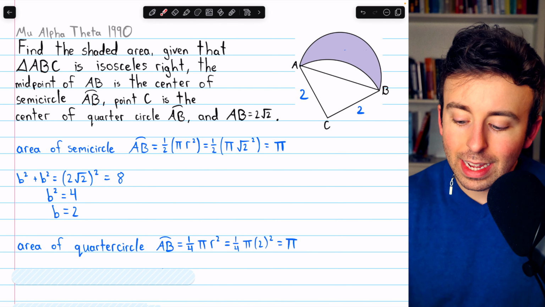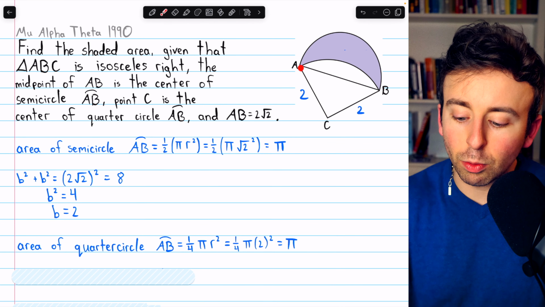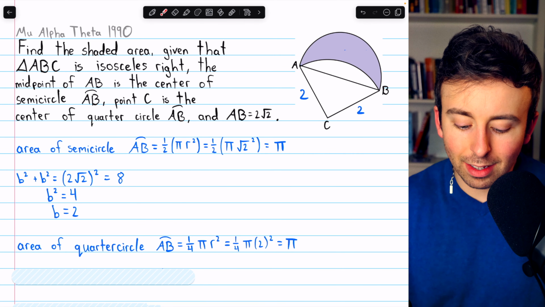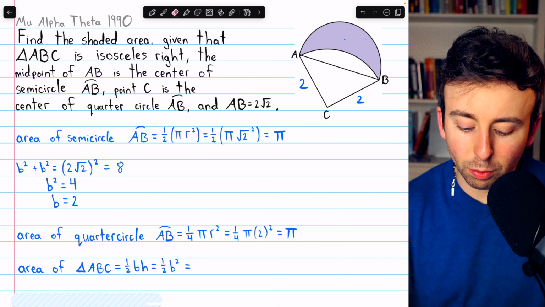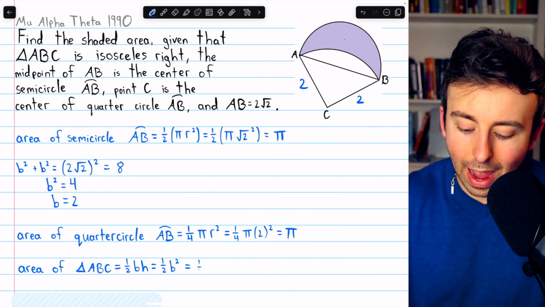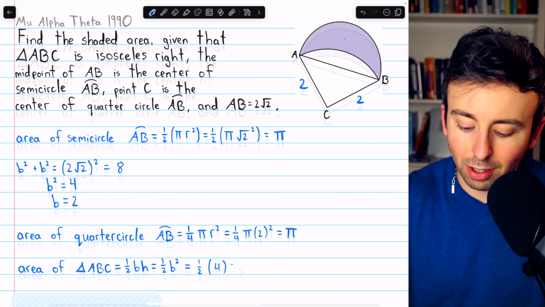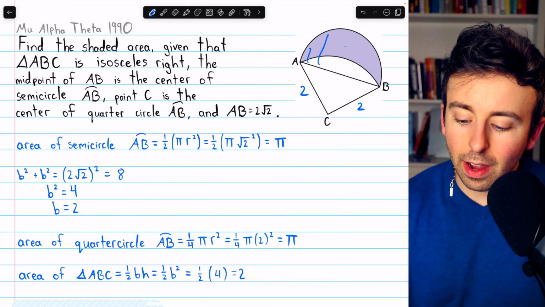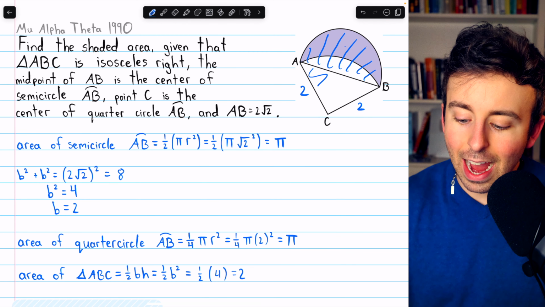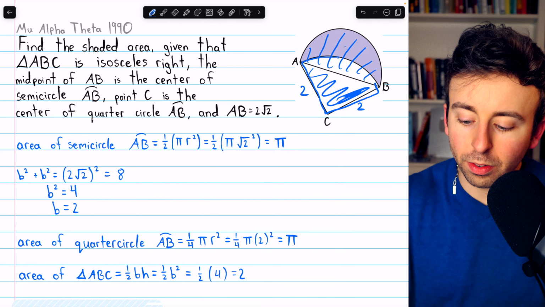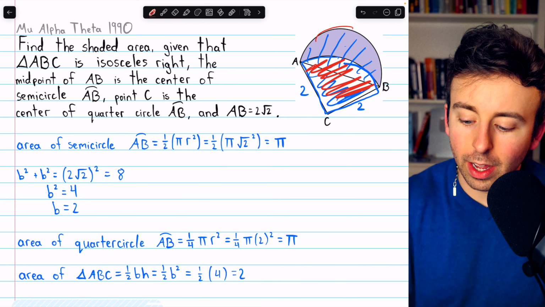All that remains now is to calculate the area of the isosceles right triangle. That's just 1/2 base times height. The base is 2, the height is 2, so the area of the isosceles right triangle is 1/2 times 2 times 2, so 1/2 times 4, which is just 2. Finally, let's bring it all together. Like I said, what we're going to do is take the area of the semicircle, add the area of the triangle, and then subtract the area of the quarter circle. If we subtract that, that's just going to leave us with the area we desire.